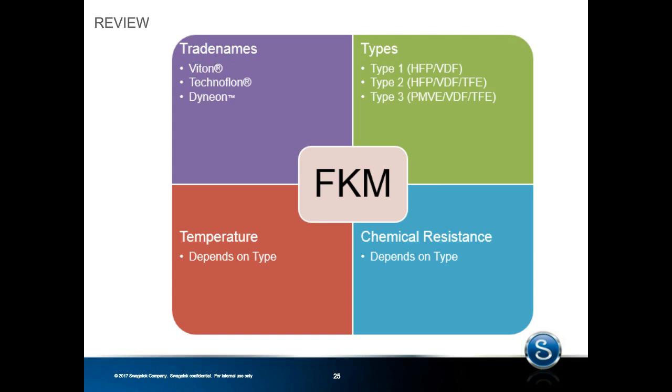I know that you're going to work hard with me not to refer to FKM by their trade names only, because that is going to hamper our discussions and our progress in making sure that the right seal is in the right application. You now know that there are three main types that vary in the monomer used in the manufacture of the raw gum rubber, and that properties for those various types fluctuate based on the elastomer type. With that being said, you can now clearly understand that the temperature at which FKM seals can perform depends on the type, as well as chemical resistance also depends on the type of FKM that's used to make the seal component.